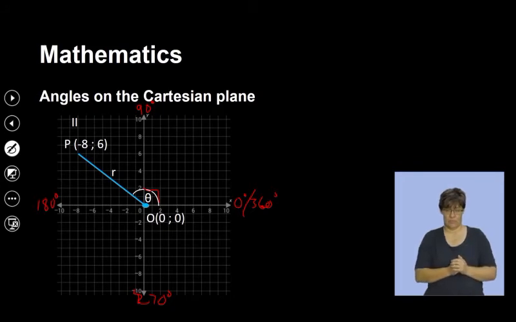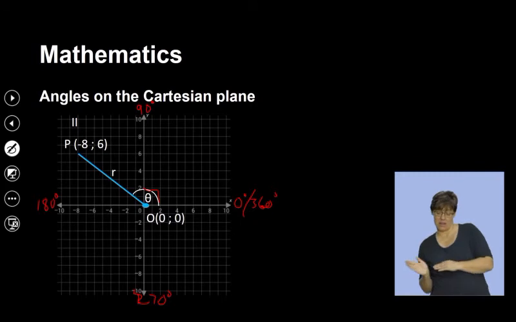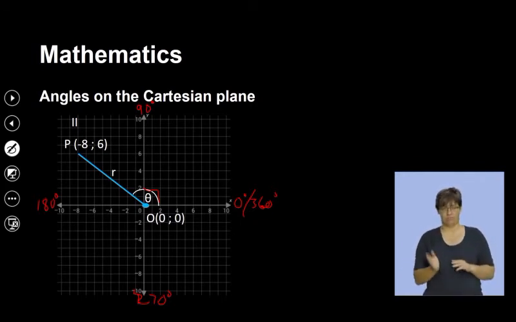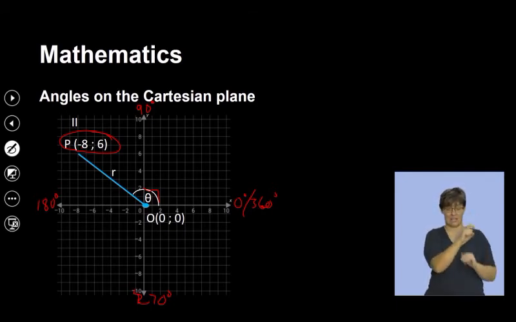Remember, I will keep on emphasizing, we start on the positive x-axis and we move in an anti-clockwise direction when trying to measure angles. But now look also at the values of P. The 8 will be negative, because we're on the negative side of the x-axis, but the 6 will remain positive because we're still above the x-axis.